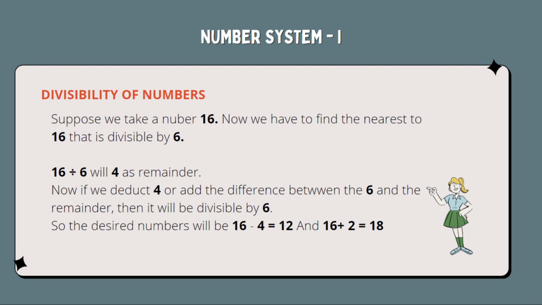Suppose we take a number 16. Now we have to find the nearest number after 16 that is divisible by 6. What do we do? We simply divide 16 by 6, right? And we will get the remainder as 4. Now if we subtract the 4 from 16, what will be the value? 12. And 12 is divisible by 6. What can be the next value? What is the difference between 6 and 4? It's 2. So if we add 2 to the number 16, it will be 18. Again 18 is divisible by 6.